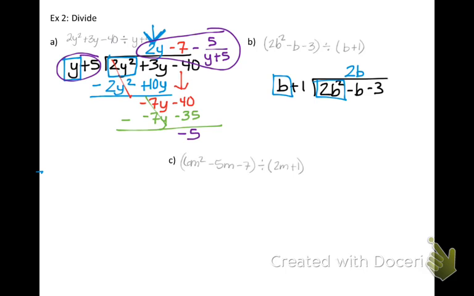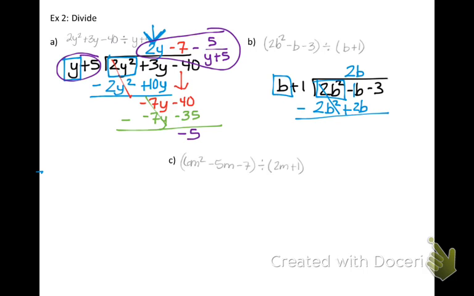So then I have 2b times b is 2b squared, plus, what's 2b times 1? 2b. And I'm going to subtract them. So 2b squared minus 2b squared is 0. Okay, what number is in front of that b? 1. Okay, so it's negative 1b minus 2b.